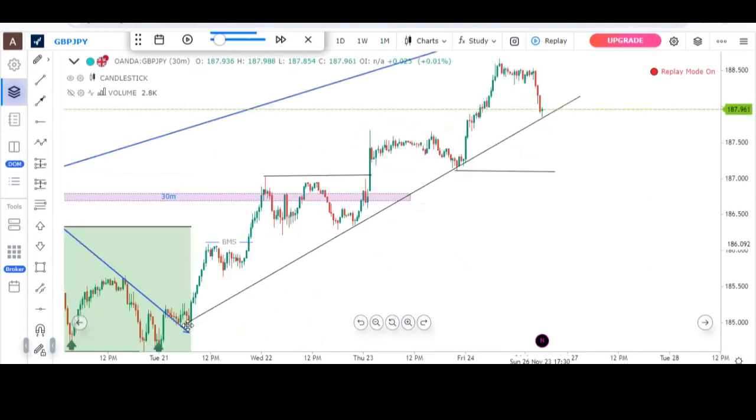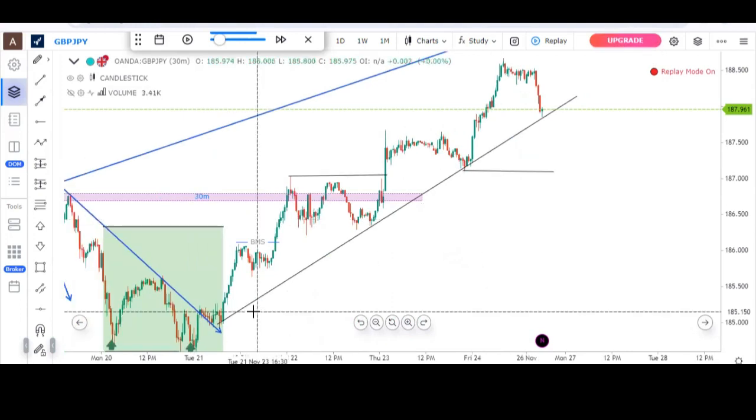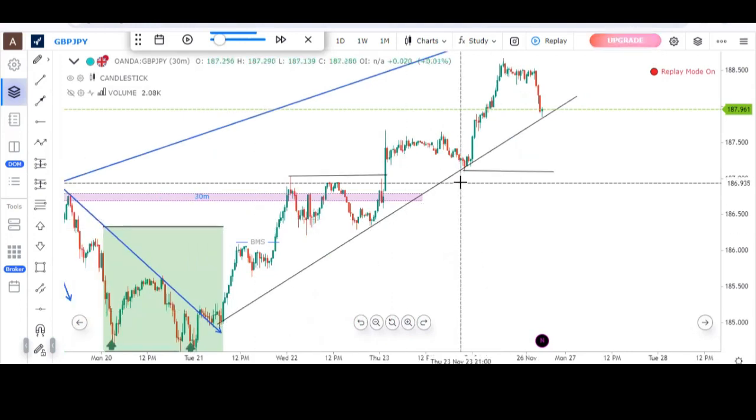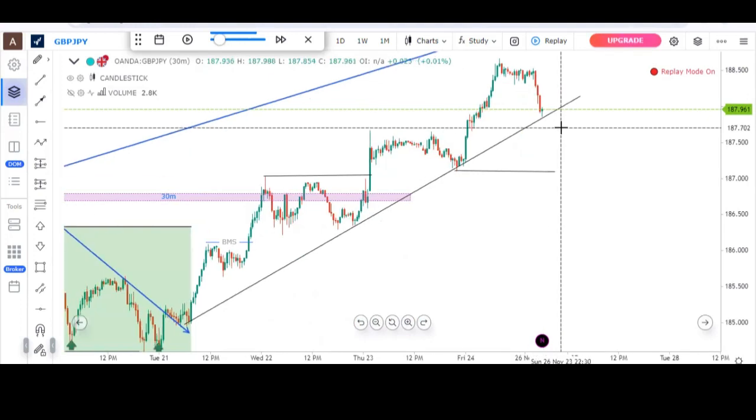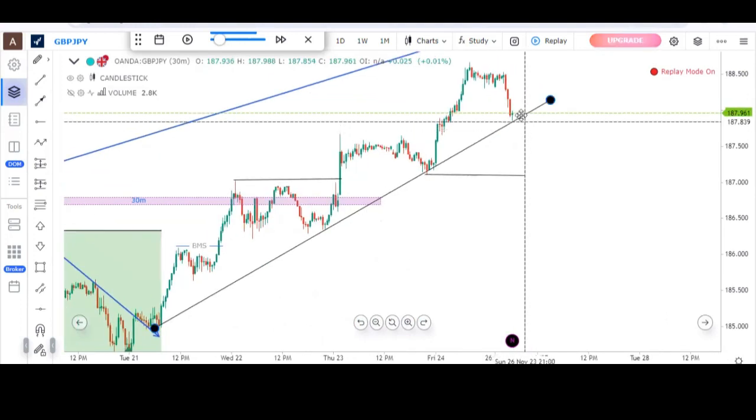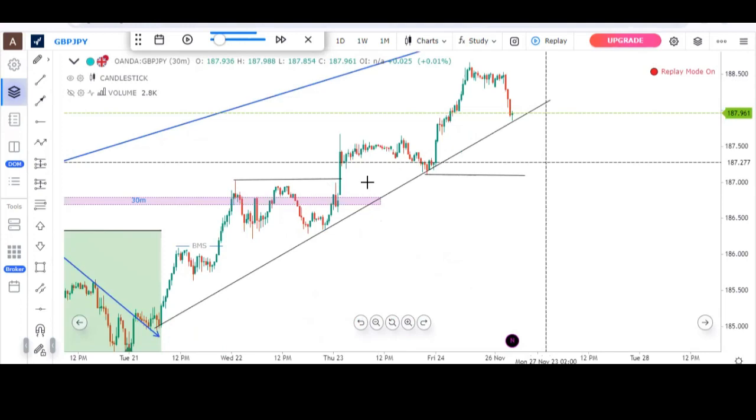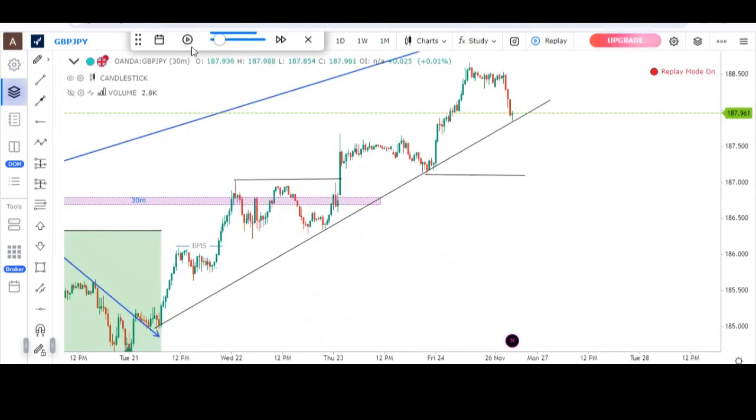And now you can see one touch, two touch, three touch. So I like this pattern a lot. You can see one touch, two, three. This is now four touch. It's going to break this four touch or maybe a little more up before coming down. So let's just play this out for you to see.